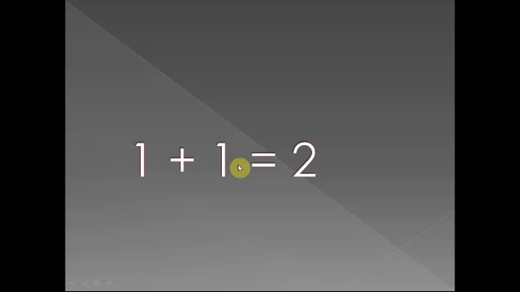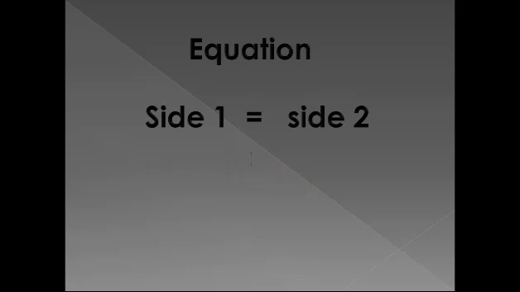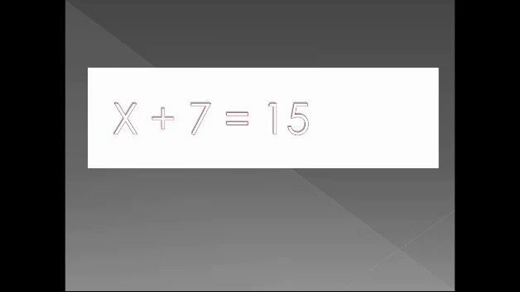I have 1 plus 1 equals 2. 1 plus 1 looks different than 2, but we have the same value. They have the same value. In an equation, we should have 2 sides and they are equal. Side 1 equals side 2. So that means if I add 5 to side 1, I just add 5 to side 2. If I subtract 3 from side 1, I have to subtract 3 from side 2. If I multiply side 1 by 2, I have to multiply side 2 by 2.